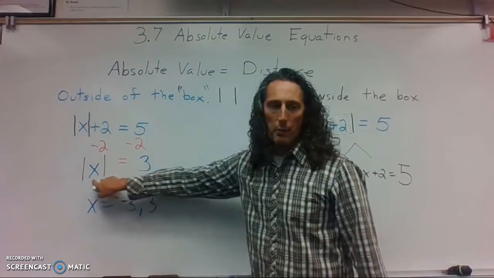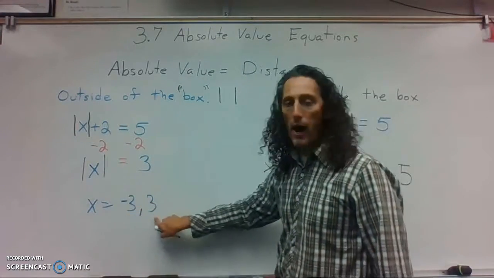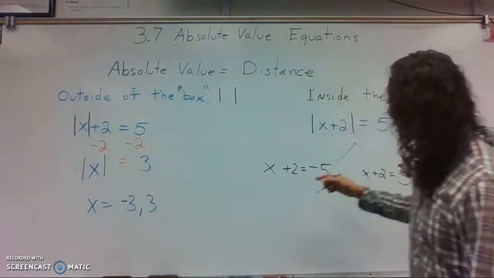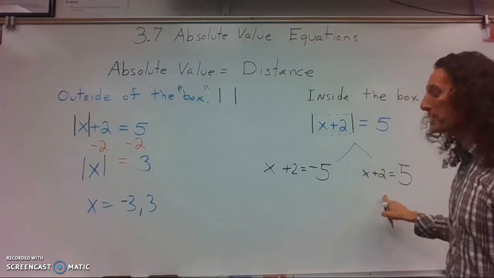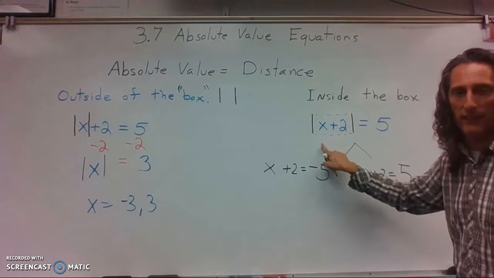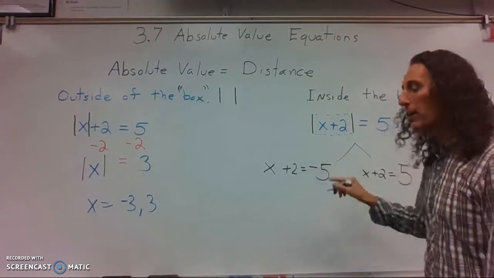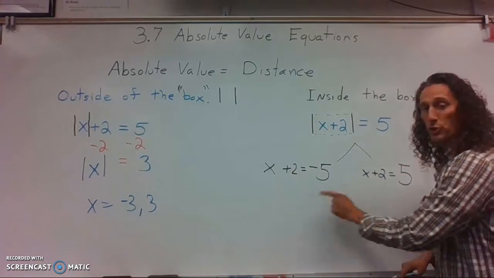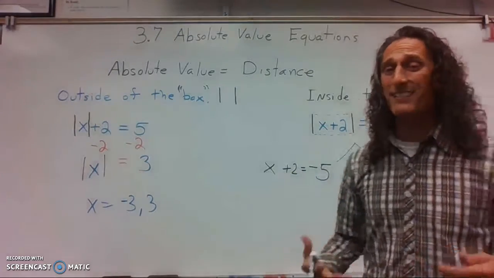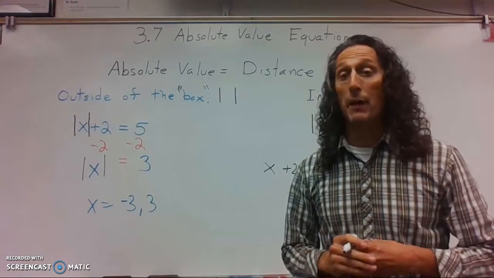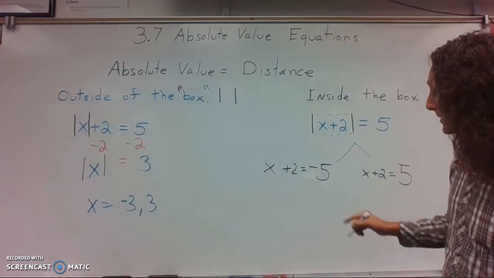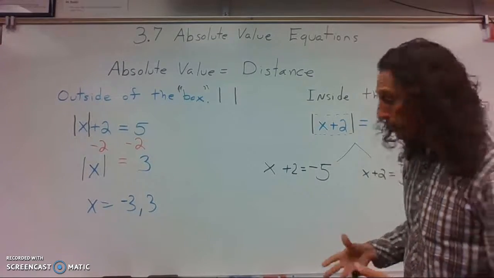Remember, to get rid of the box, we put negative 3, positive 3. Well, to get rid of the box, we put negative 5, positive 5, but there was more stuff inside of it. The x wasn't by itself. So when we drop those down, it makes 2 equations. So basically, just get ready to start solving 2 equations for most of these absolute value problems. But again, it's not any difficult.